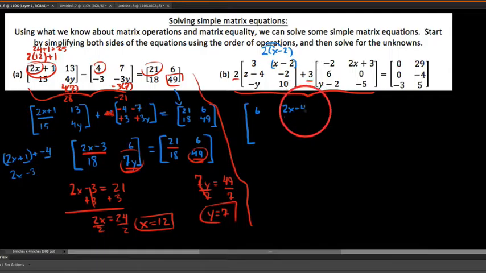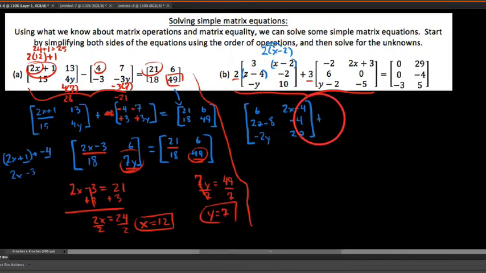Let me distinguish that negative a little bit better. Likewise, here if I took 2 times z minus 4, I'd get 2z minus 8, and then 2 times negative 2 is negative 4. Now 2 times negative y is negative 2y, and then 2 times 10 is 20.